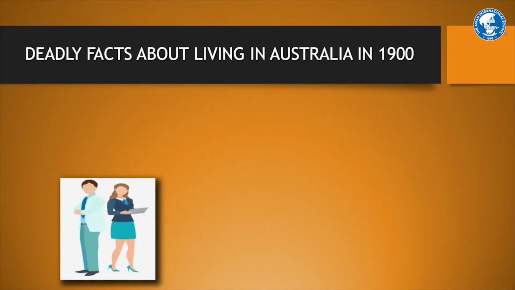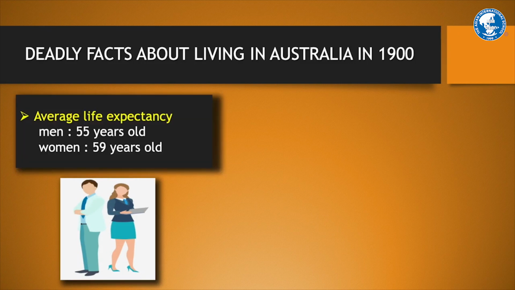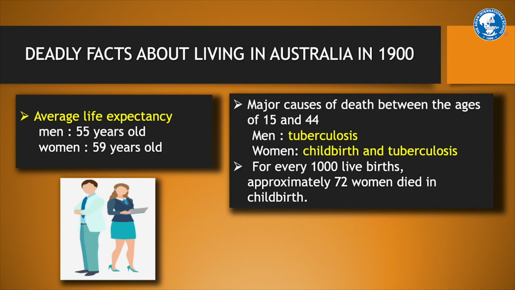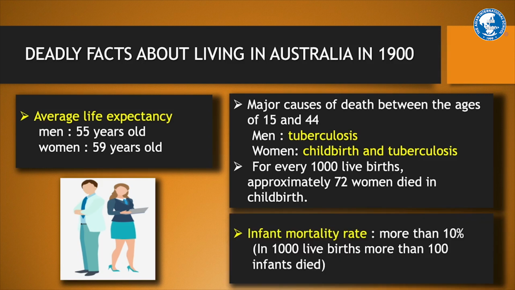Now let's move on. Let's have some deadly facts about living in Australia in 1900. First, the average life expectancy, which is the average period that a person may expect to live. For men, that was 55 years, and for women, 59 years. Now, what about the major causes of death between the ages of 15 and 44? For men, that's tuberculosis, and for women, tuberculosis and childbirth. For every 1,000 live births, approximately 72 women died in childbirth. And the infant mortality rate was more than 10%, which means in 1,000 live births, more than 100 infants died.